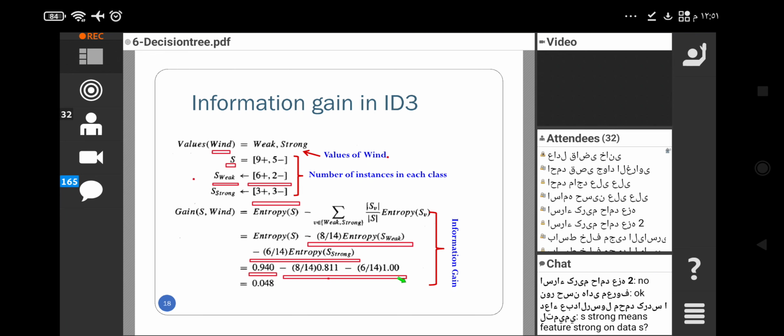Okay, and now when the wind feature has the value weak, okay, we said that we have 6 positives and 2 negatives, so we have 8 data from all of the data, which are 14, that the feature wind is weak. So here we have put 8 divided by 14. And then 6 divided by 14 is the number of data which the feature wind is strong. It is 6 and all of the data is 14, so we said 6 divided by 14.